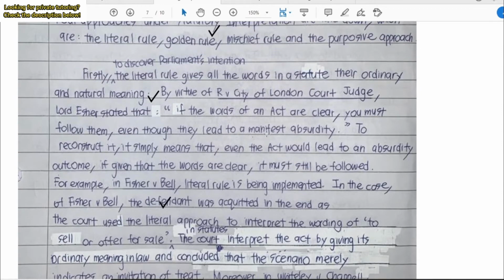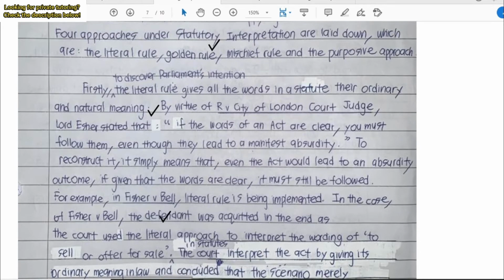The literal approach and all that is actually only to apply the law as it is. They are not really trying to find the intention of Parliament, although you can say that the mischief rule is getting towards there. But to say that the whole thing is to discover the intention of Parliament is actually wrong. Then like this one here, apparently he wrote this: firstly, to discover Parliament's intention, literal rule gives all the words in a statute their ordinary, okay, no. I think you all misunderstand this whole thing about intention of Parliament already. So if you have your textbook with you, you should actually see the part where they are talking about the purposive approach.